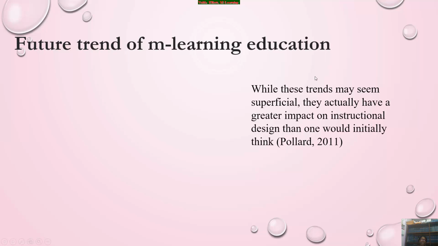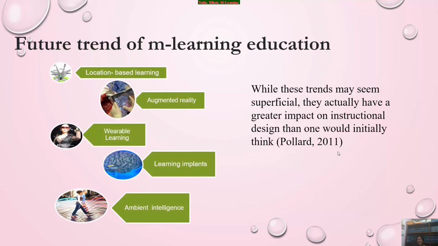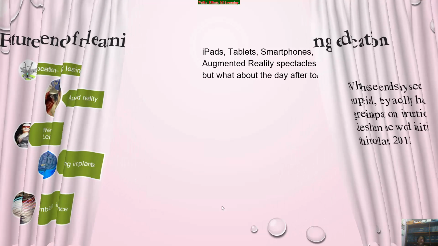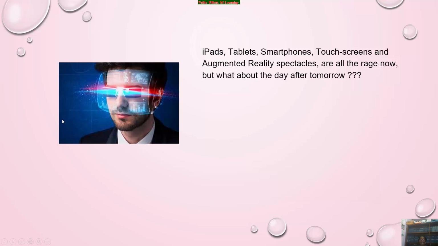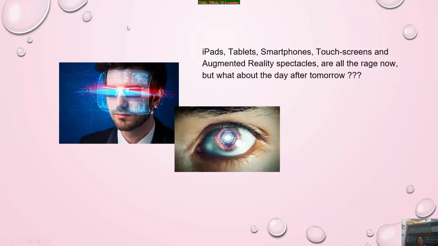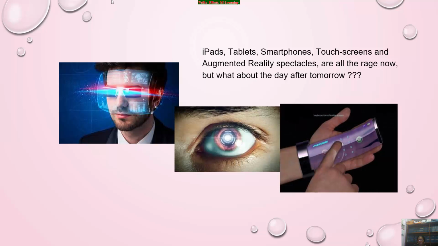Future trends of mobile learning in education. Pollard 2011 was critical in analyzing areas where mobile learning continues to sweep across the education system. That's location-based learning, augmented reality, wearable learning, learning implants, ambient intelligence. So think about iPads, tablets, smartphones, touchscreens, augmented reality spectacles, all the rage now. But what about tomorrow and the day after? Can you think of any?